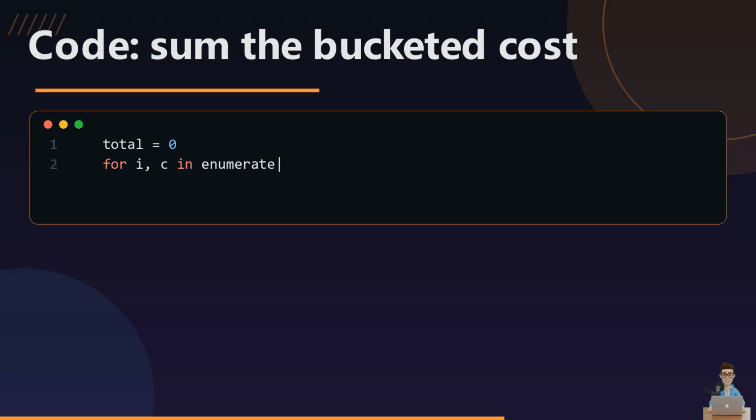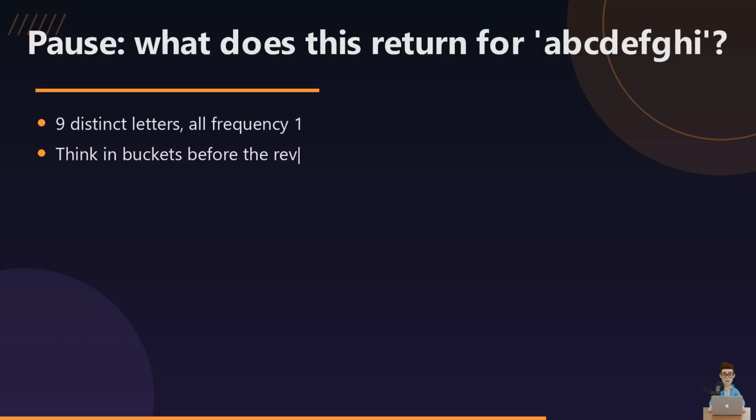Now we go through the sorted list one letter at a time. For each one, we figure out which group of 8 it falls into. That's what integer division by 8 means. It just divides and drops any leftover. And then we add 1, since the very first group starts at cost 1, not 0. We multiply that cost by how often the letter appears and add it to our running total. Once we've gone through every letter, we are done. That's the whole function. Let's pause here and try one ourselves.